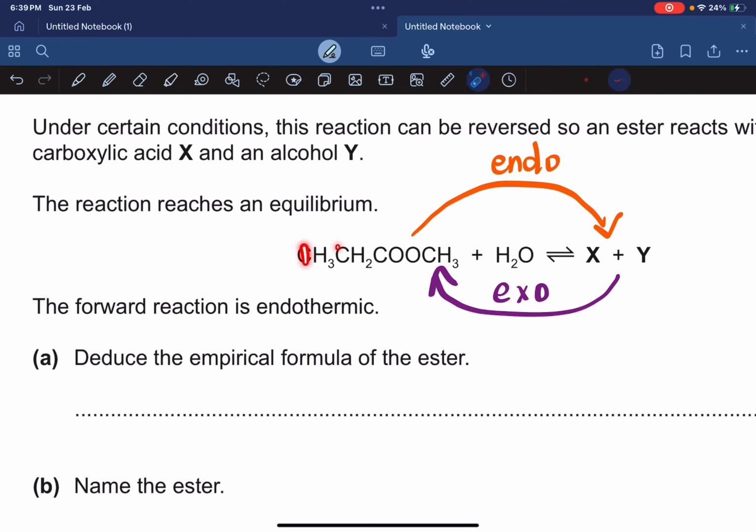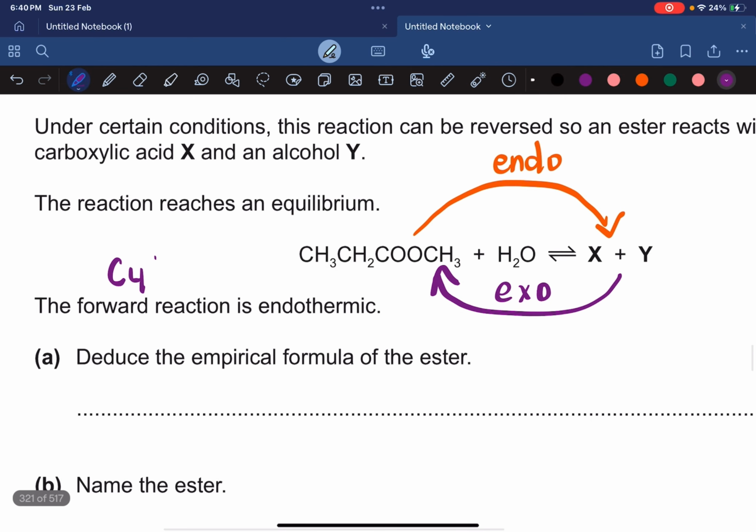1 carbon, 2 carbon, 3 carbon, and 4 carbon. So first I write on the side C4. Now I calculate the number of hydrogens. 3 hydrogen, 4, 5, and 6, 7, 8. Okay, H8. Now I calculate the number of oxygen. 1 and 2 oxygen, so it's going to be O2.